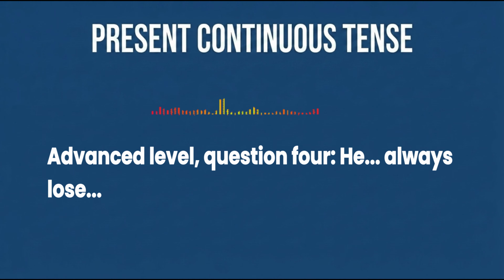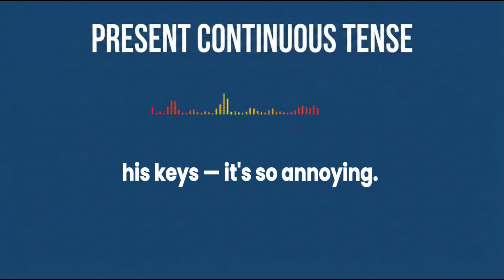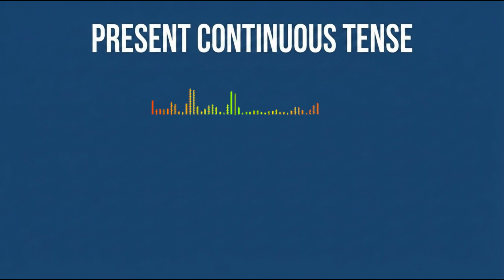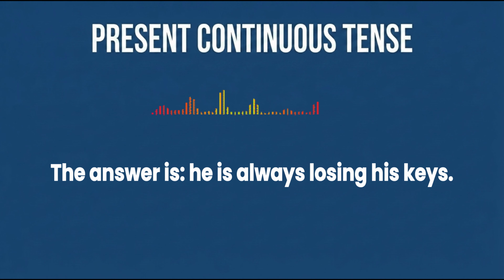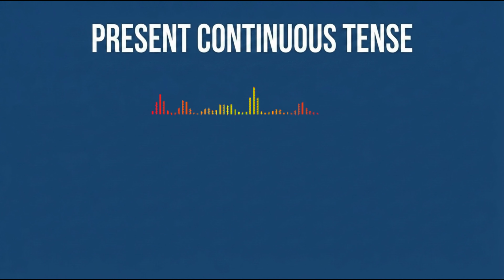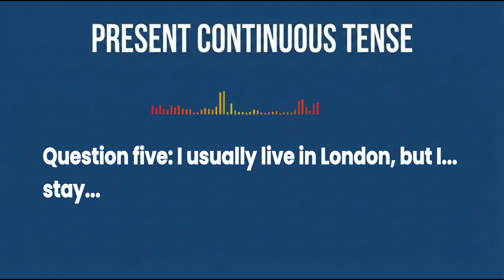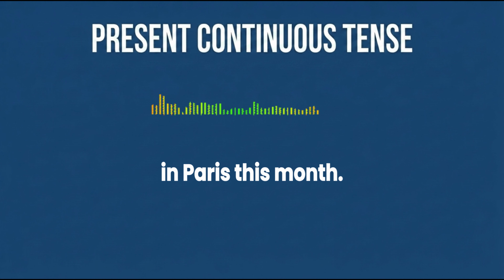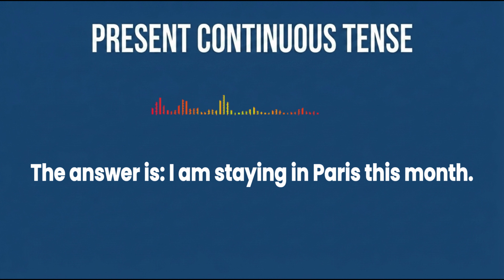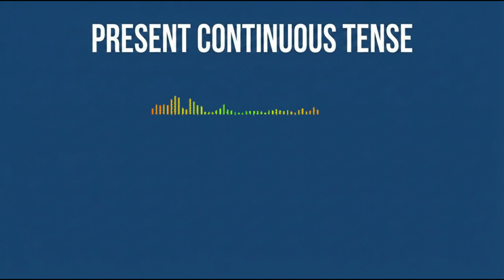Advanced level. Question 4. He always lose his keys. It's so annoying. The answer is, he is always losing his keys. Question 5. I usually live in London, but I stay in Paris this month. The answer is, I am staying in Paris this month.